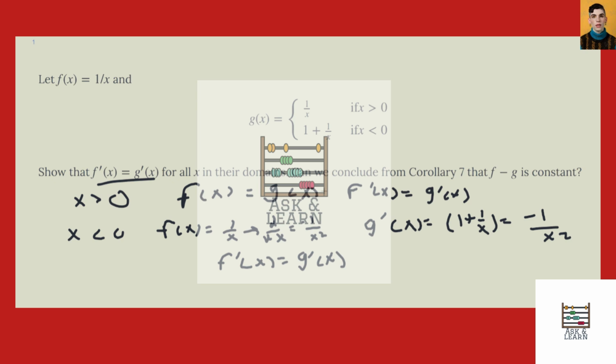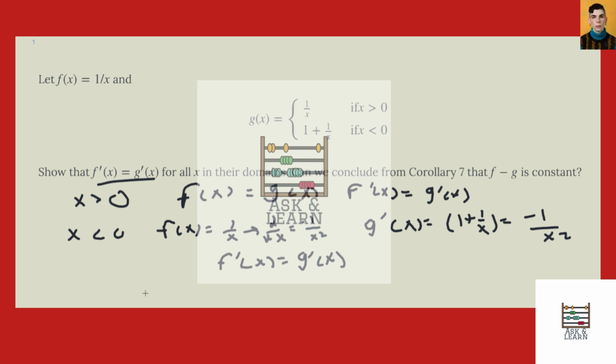So that's proven. Now the question is, can we conclude from corollary 7 that f minus g is a constant? If you recall what corollary 7 says, if f prime of x equals g prime of x for all x in an interval, then we can say that f of x equals g of x plus d for some constant d.